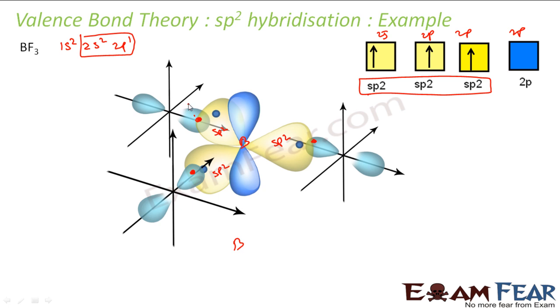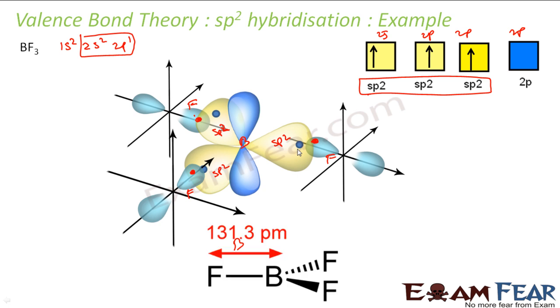This fluorine will overlap with the boron sp2 hybridized orbital, because both orbitals have an unpaired electron. Similarly, in this case also, this is my fluorine and this is my boron sp2 hybridized orbital. So both have 1 electron each, so they'll overlap. Here also, if you see, the red one is the electron of the fluorine and the blue one is the electron of the sp2 orbital of boron, and they'll overlap and form BF3.